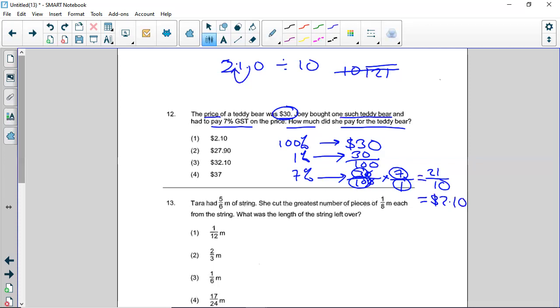Then you add the GST, right? How much did she pay for the teddy bear? You take the $30 plus the GST, and that will give you how much she paid, which is $32.10 after GST. Answer number 3.